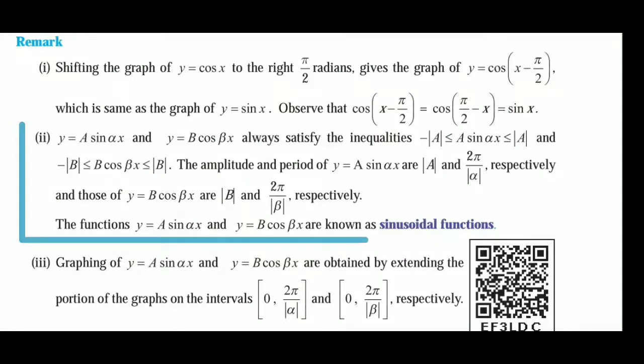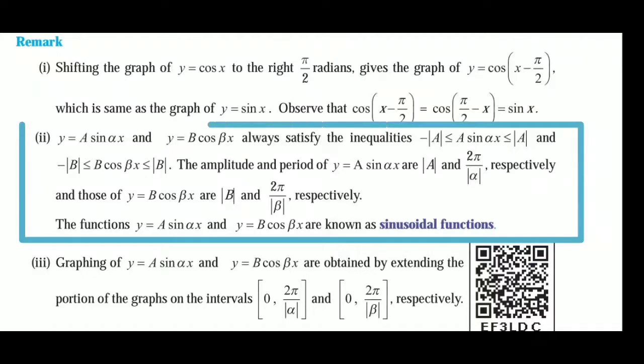always satisfy the inequalities -|a| ≤ a sin αx ≤ |a|, and -|b| ≤ b cos βx ≤ |b|. The amplitude and the period of y = a sin αx are |a| and 2π/|α| respectively, and those of y = b cos βx are |b| and 2π/|β| respectively.